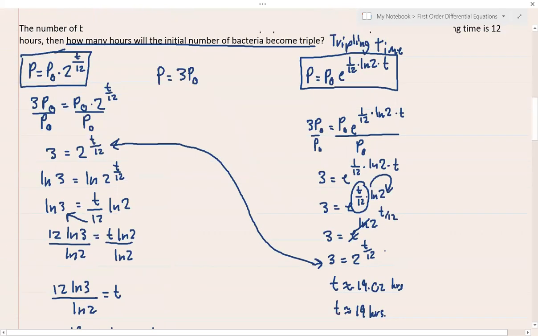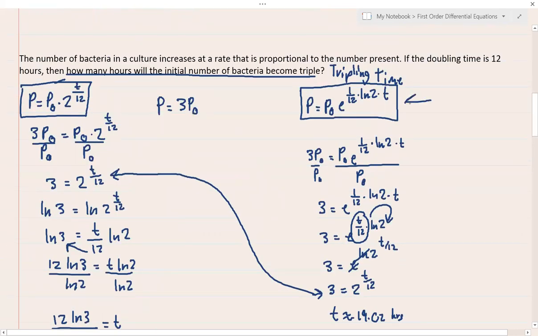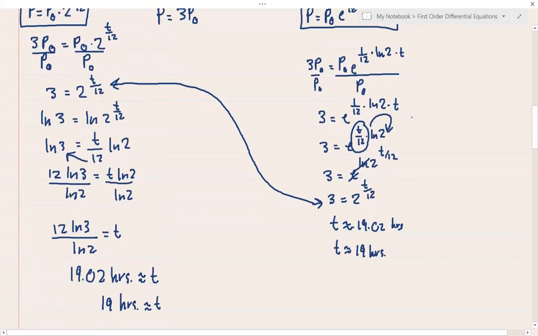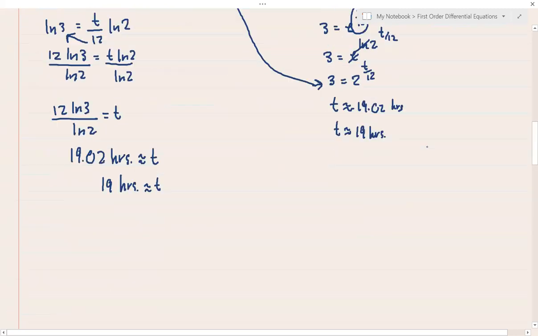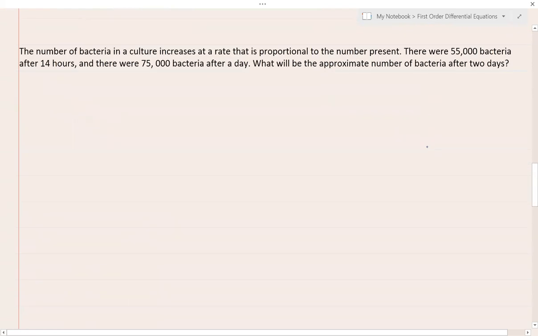Kung ayaw nyo maniwala, try to use this formula, itong formula na to, then i-calculate. Okay? The answer is still the same anyway. Alright? So that is the tripling time. Now, let's proceed to the next problem.